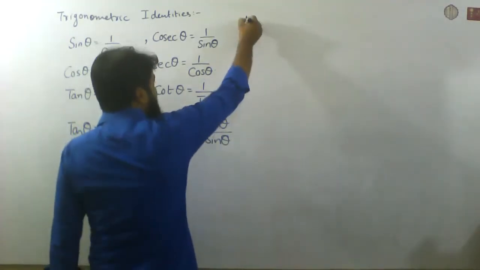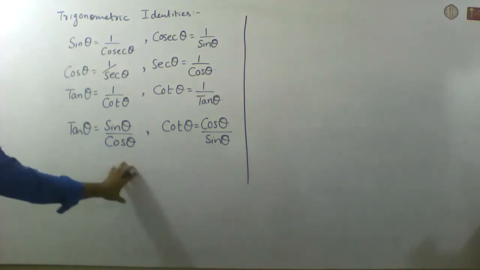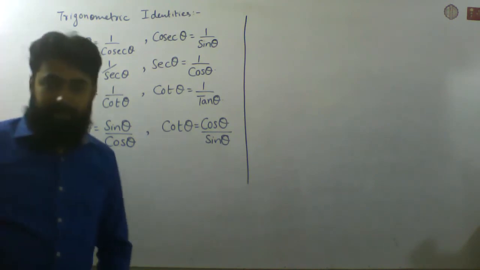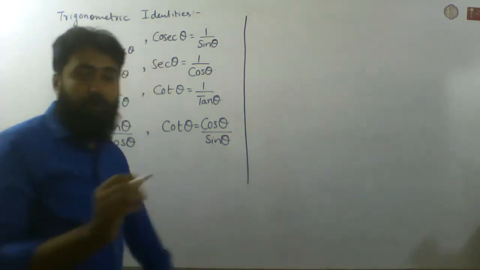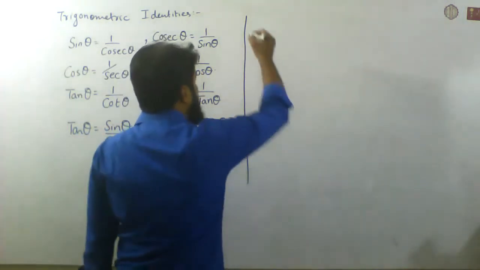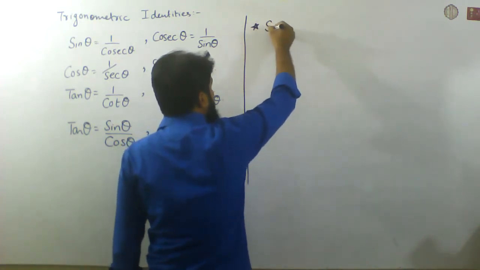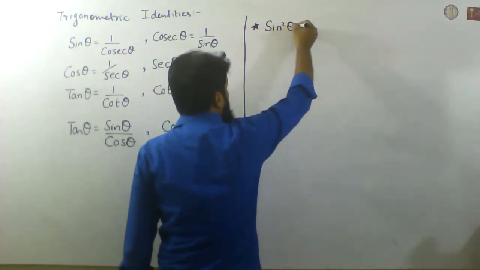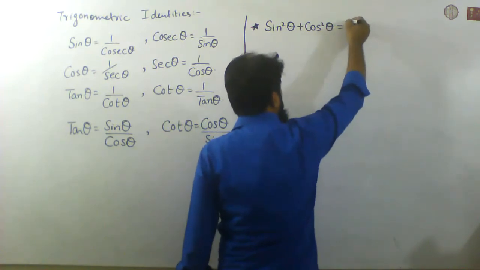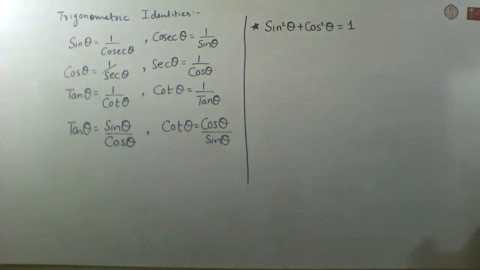Now, these are all called reciprocal relations or reciprocal identities. Now I am going to talk about squaring identities. What are the squaring identities? First of all, the first squaring identity is sin square theta plus cos square theta equals 1.